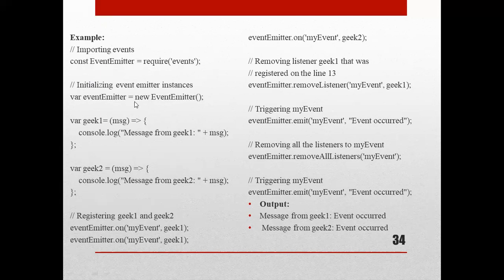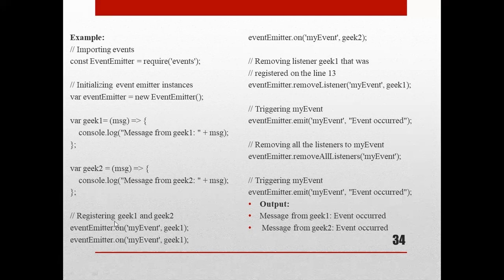The variable eventEmitter is equals to new EventEmitter. This is the way we can initialize the EventEmitter instances. Then here you can see the events, where jig1 is equals to a function with message. This is the event. And what it contains, we are going to print that message, like 'message from jig1' plus the message that we are going to add here as an event. Then similarly, variable jig2 is equals to a function with message, console.log('message from jig2' plus message).